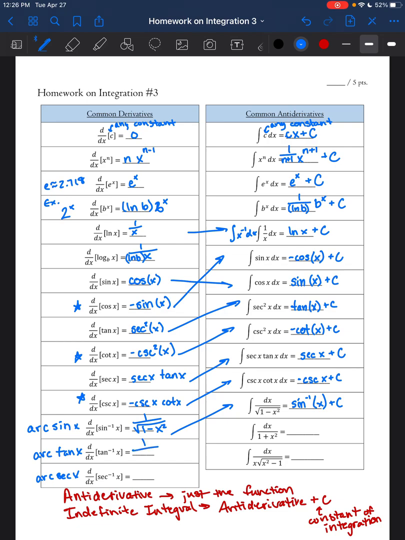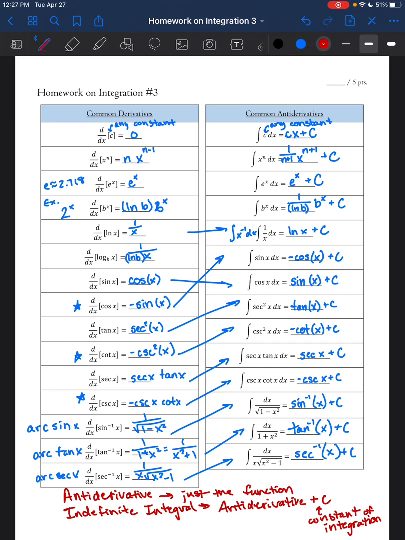So following the same logic, inverse tangent's derivative is 1 over 1 plus x squared. It could also be written as 1 over x squared plus 1. So when I integrate that, I should get tan inverse of x plus c. And when I take the derivative of the inverse of secant, we get 1 over x times the square root of x squared minus 1. So if we integrate that, we should get inverse secant of x plus c.